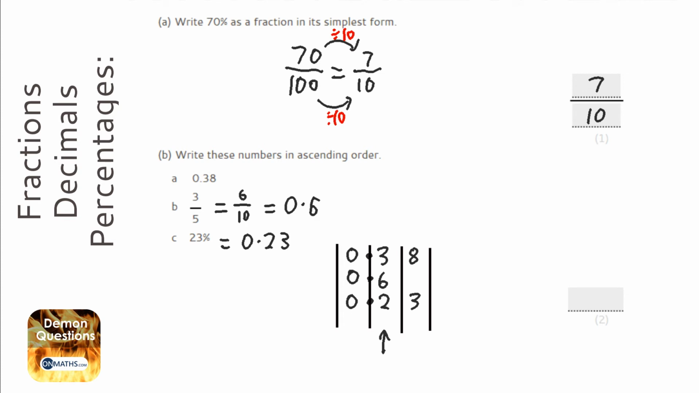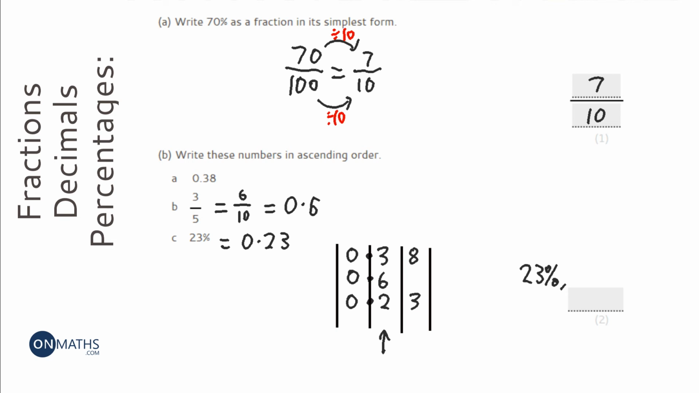So it's going to be 23% is the smallest, and you've got to be careful here because you can't write 0.23 because we've done that. The actual question says 23%, so we've got to make sure we write down what the question says.